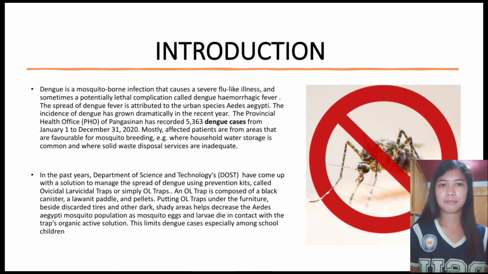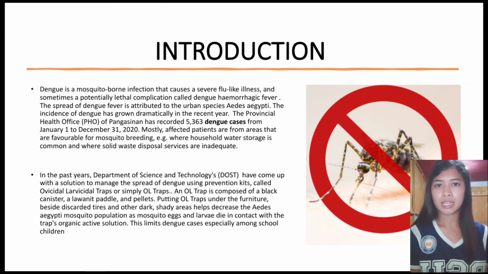In the past years, the Department of Science and Technology, or DOST, has come up with a solution to manage the spread of dengue using prevention kits called ovicidal larvicidal traps, or simply OL traps. An OL trap is composed of a black canister, a lana with paddle, and pellets.